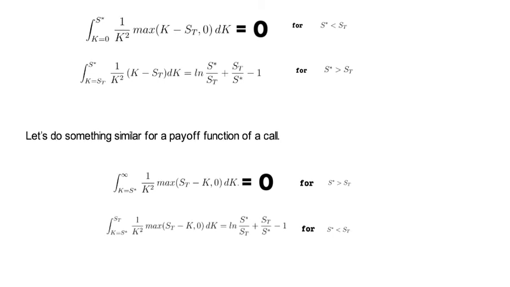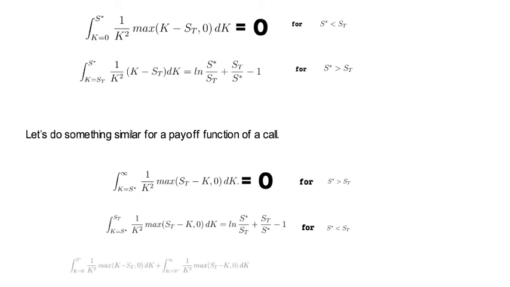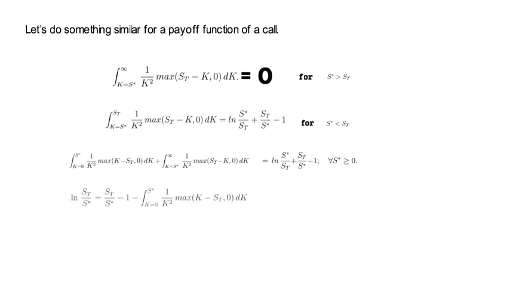Now, putting the previous two results for the call and the put payoff together tells us that the sum of the put and call payoff integrals does, for any value of S_T, coincide with the log of S star over S_T plus S_T over S star minus 1. Now I repeat that here with the math notation. So next, we want to solve that last equation for the log of S_T over S star. So we rearrange that equation and we get to the following equation here, where the log of S_T over S star is simply S_T over S star minus 1 minus these two integrals, the put integral and the call integral.